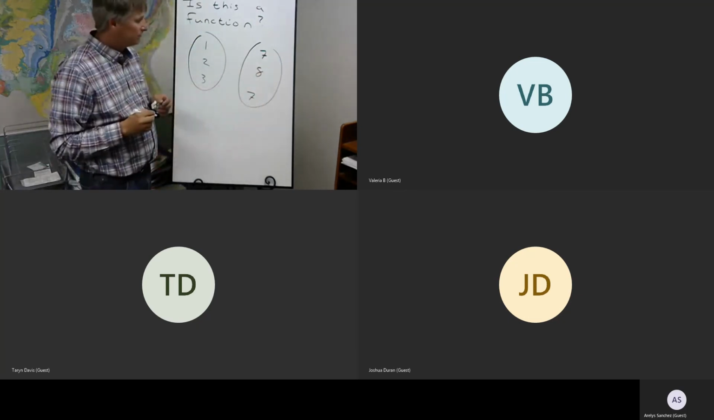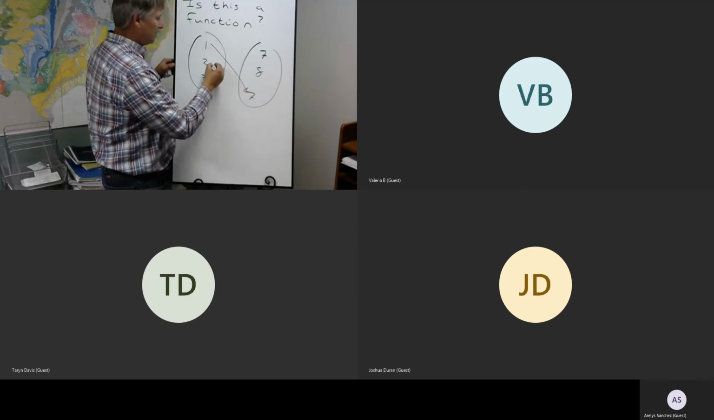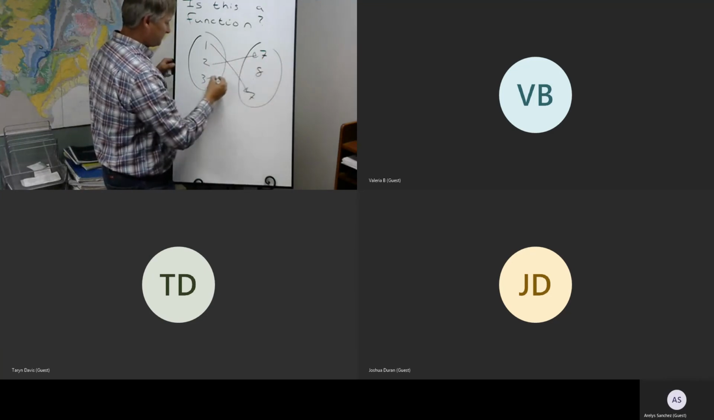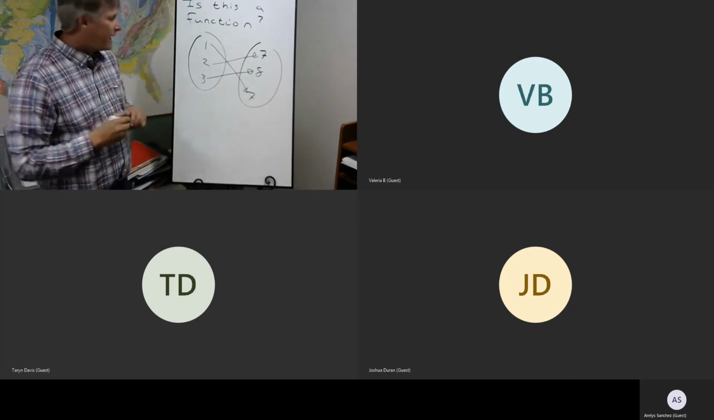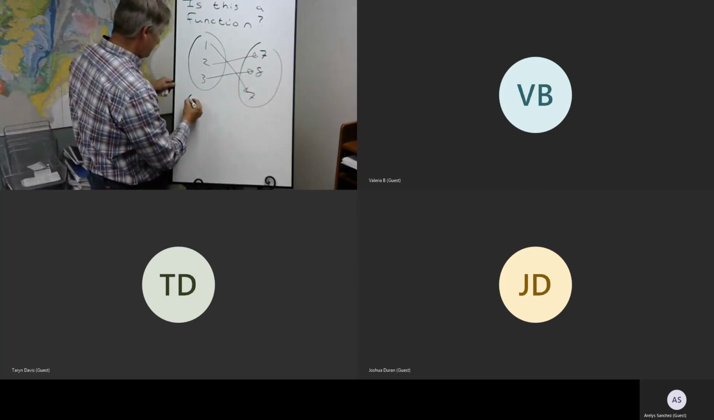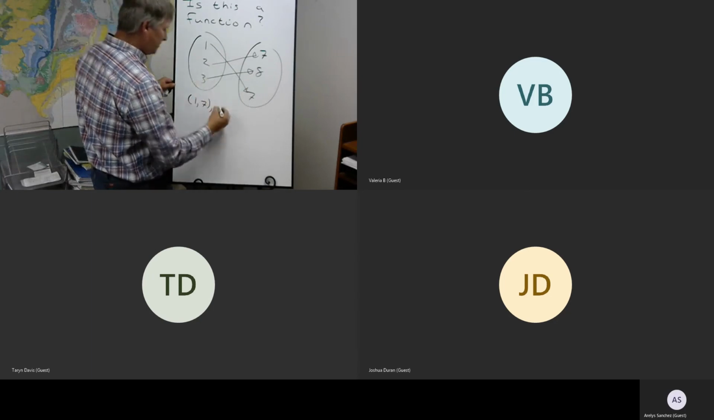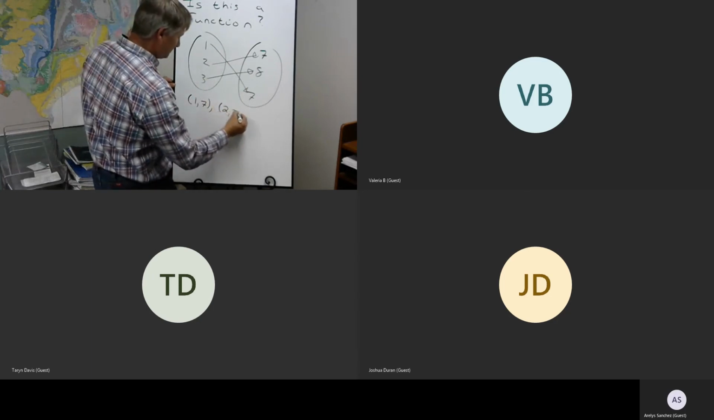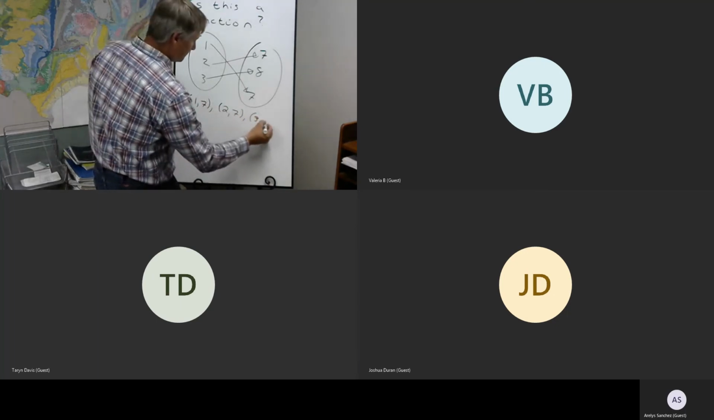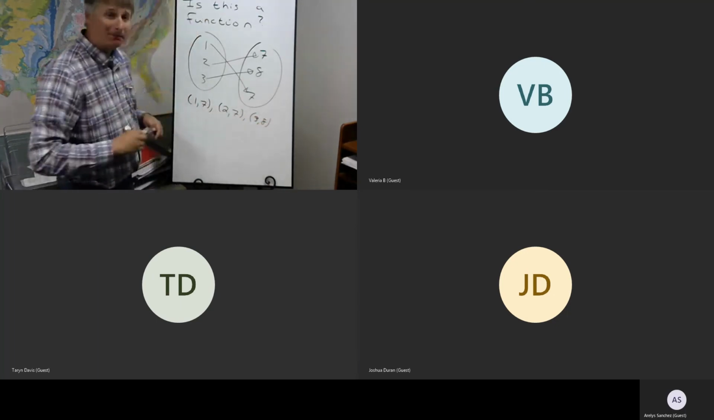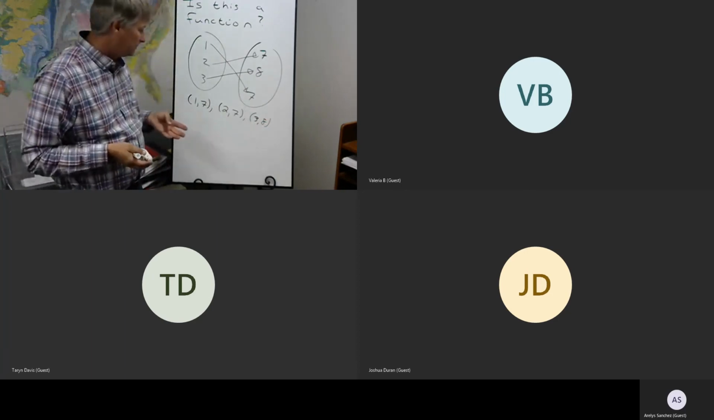Is this a function? Well, let's say it maps like this. So what we have is, if we input a 1, we output a 7. If we input a 2, we output a 7. If we input a 3, we output an 8. Now, is this a function?